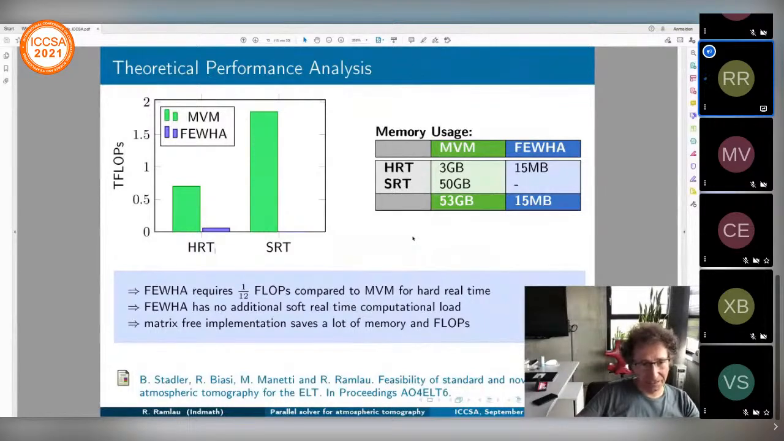So we need much less flops. That's what you see here compared to MVM for hard real time. And yeah, also we have a matrix-free implementation here, which really saves a lot of memory.